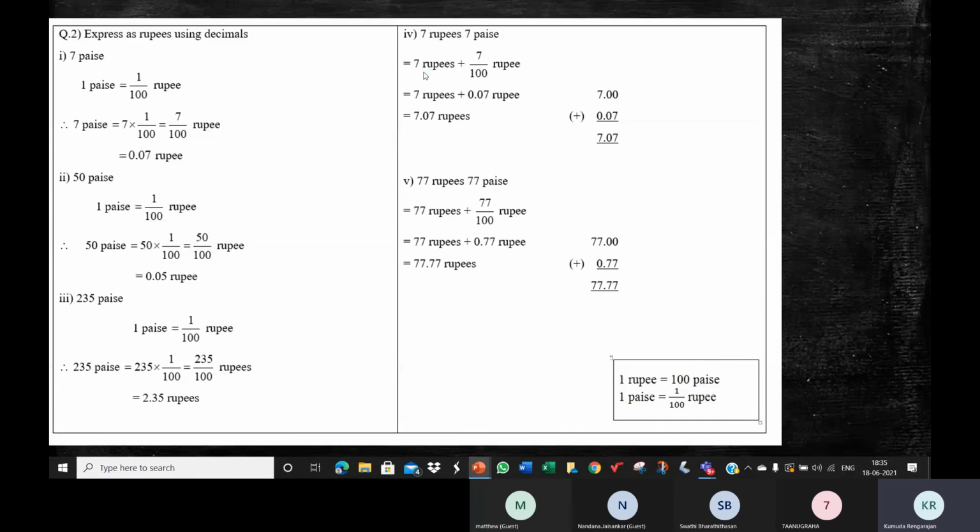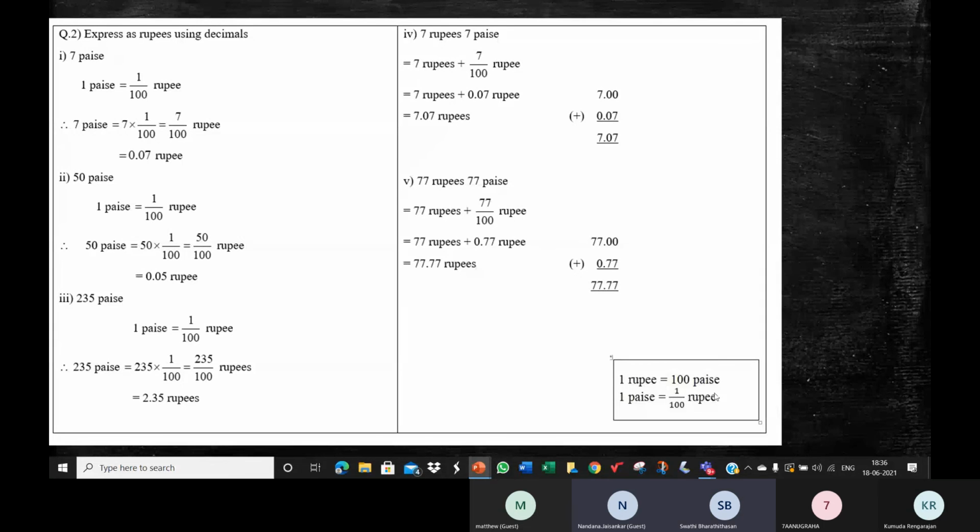Write 7 rupees as it is because it's already in rupees. Why should I convert? It's already in rupees. Now 7 paise is in paise. Let's put it in rupees. So which conversion to use, children? You want to convert paise to rupees. Which one will you use? We should divide.